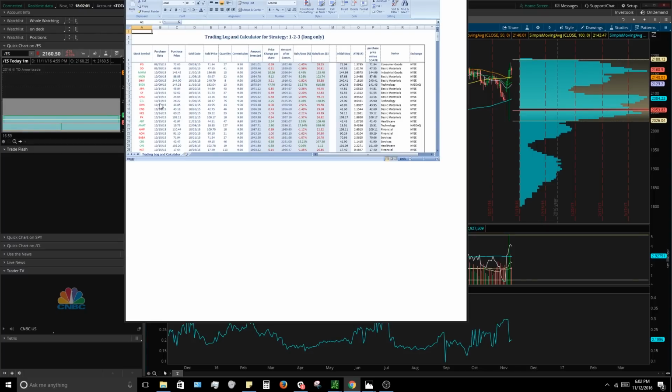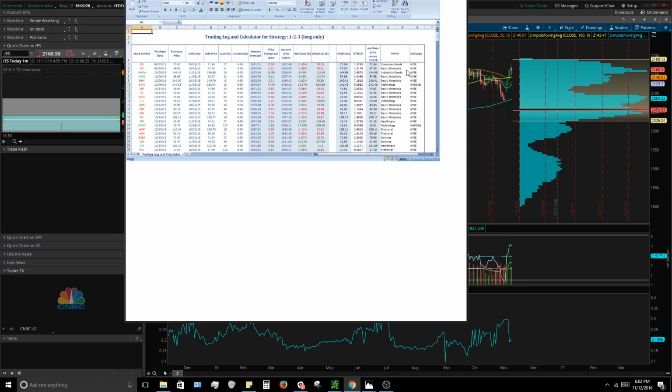It has your stock symbol, your purchase date, your purchase price, the sell date and price, the amount of shares, and the commission, which gives a little bit more detail. It gives detail on your performance, like the P&L here, and a little bit more over here, like the sector and what exchange you traded on. If you want to make a spreadsheet just to keep track of your transactions and your performance, I highly suggest making something like this.